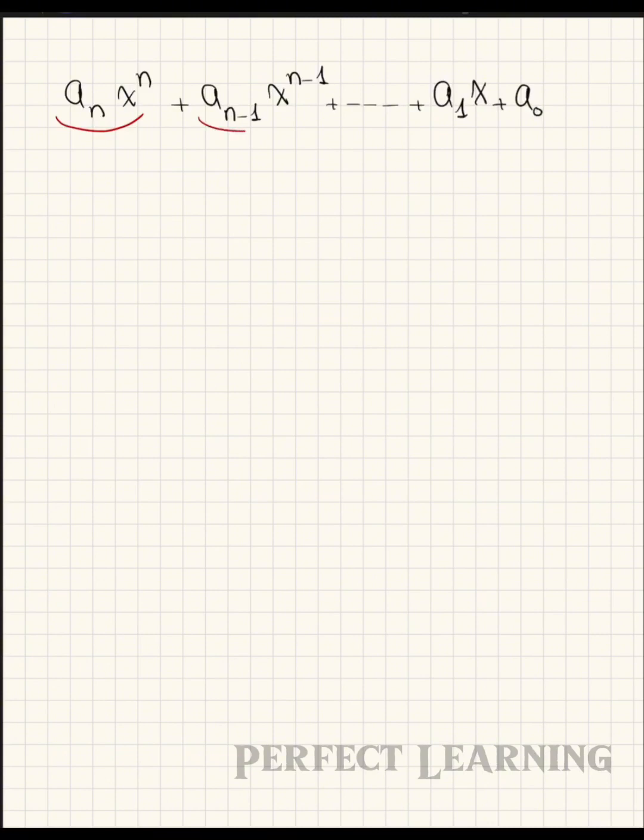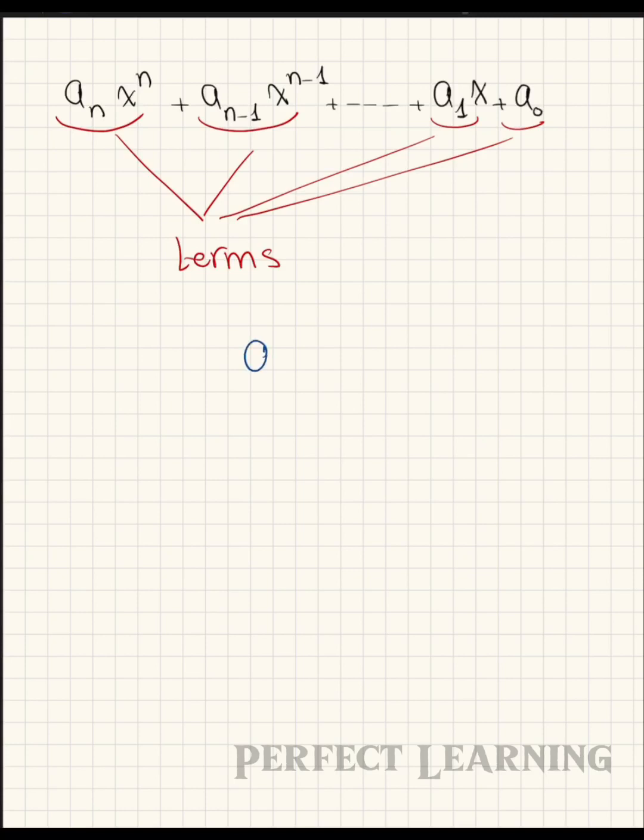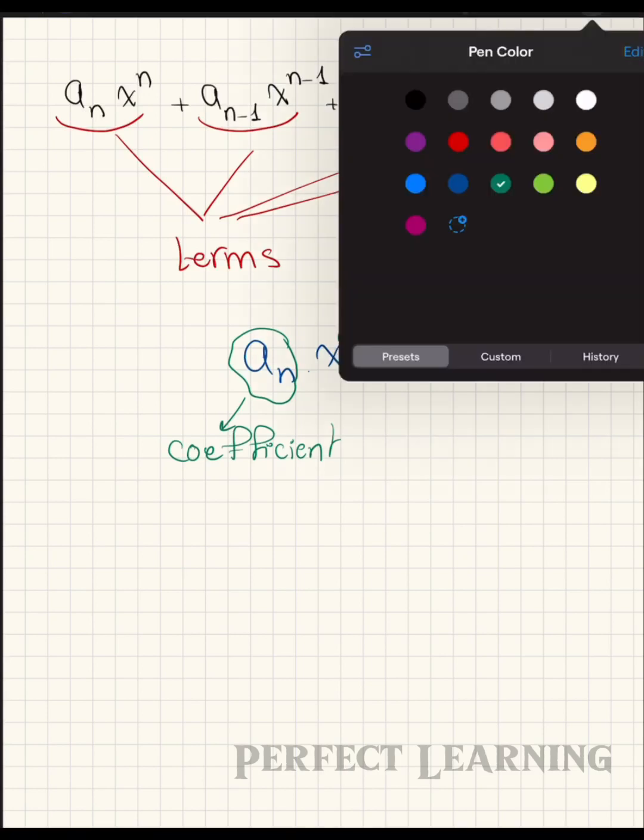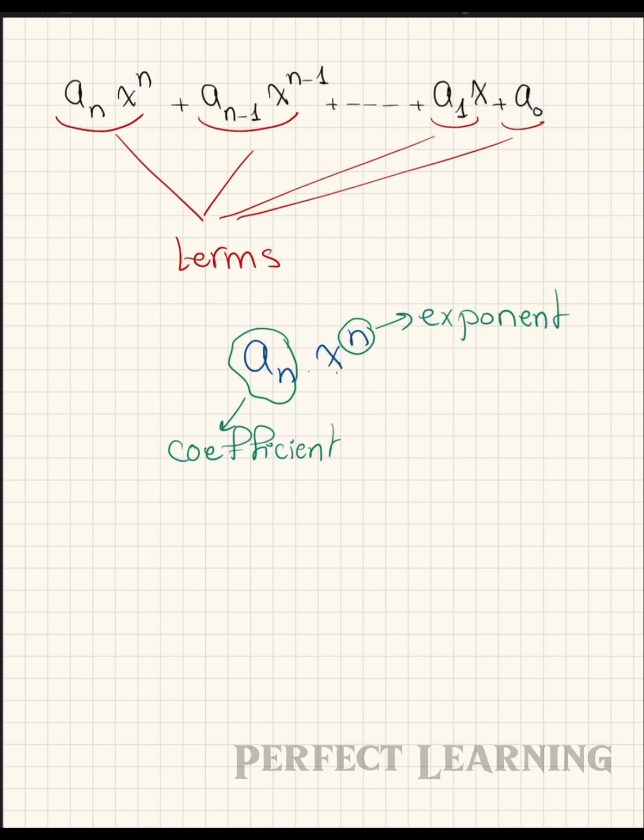Each of these is called a term, so the polynomial consists of a bunch of terms. And in each term, let's take, for example, a_n times x to the power of n. The number next to x to the power of n is called the coefficient. The number at the top is called the exponent. What about x? It could be x, it could be t, any letter. This is called the variable.